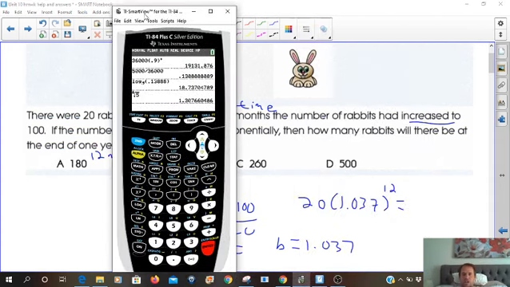So we got 20 times 1.037, and then to the, that's the caret symbol, 12th power. I'm going to show you there are calculators that do this on websites as well. So we get 30.929. And I think I messed up somewhere.